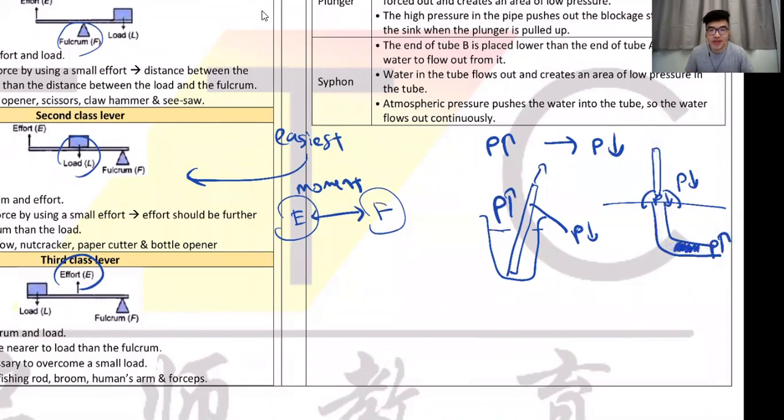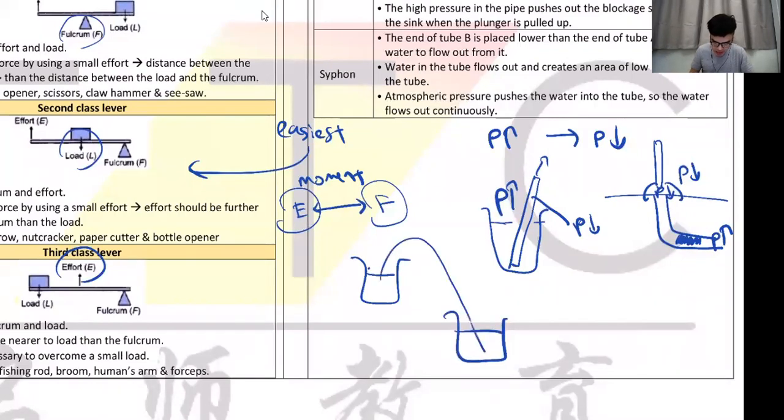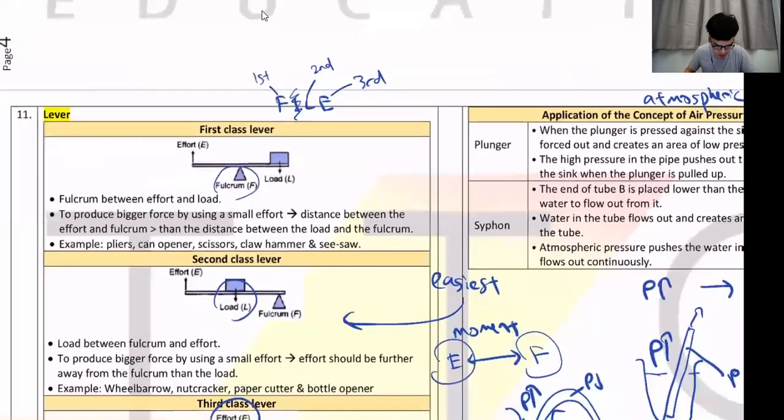Okay, same goes for a siphon. A siphon is almost like a straw. It's just that you are transferring liquid from one container to another container like that. That's a siphon. So high pressure here, low pressure inside. So the liquid will just be pushed inside to the other beaker. All right, this is question 11.